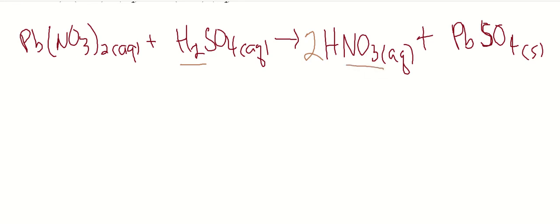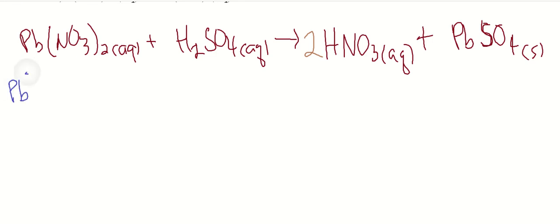All right, 2, 2, 1, 1, 1, 1, 2, 2. Okay, 1. Whoops. All right, so let's write the complete ionic equation. So everywhere you see AQ, we're going to free them up, dissociate them with their charges.